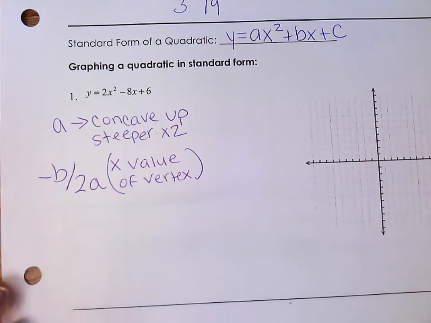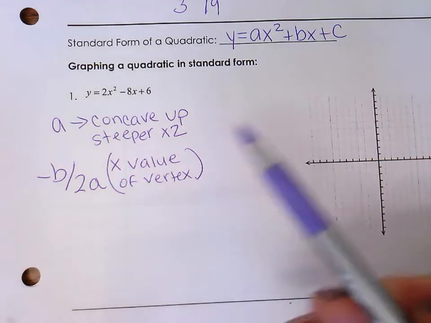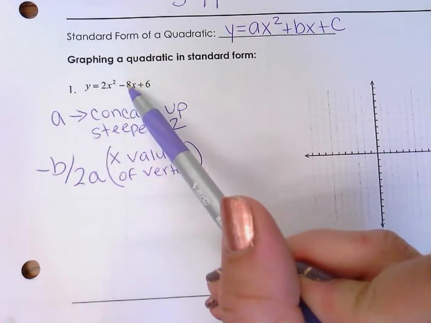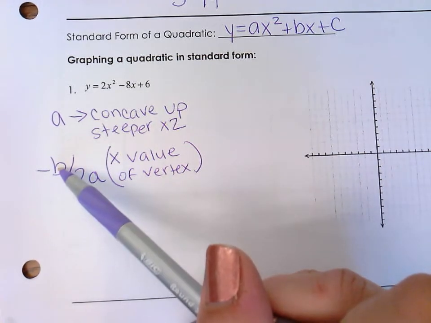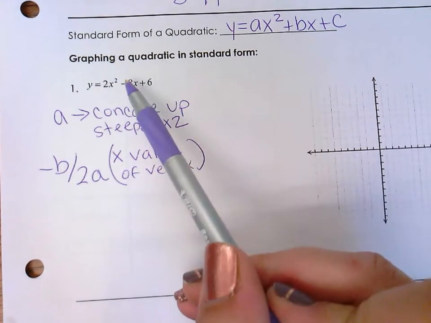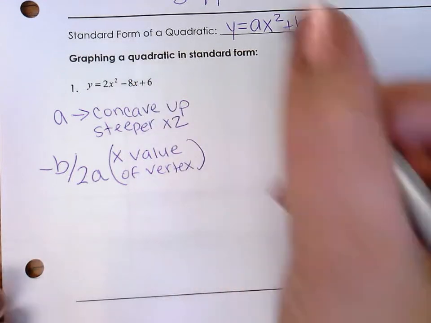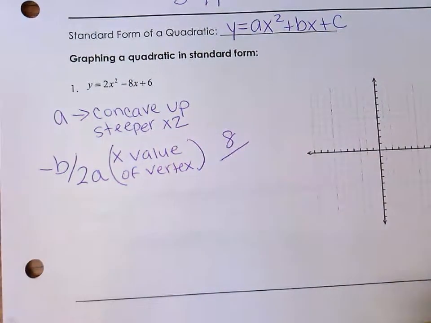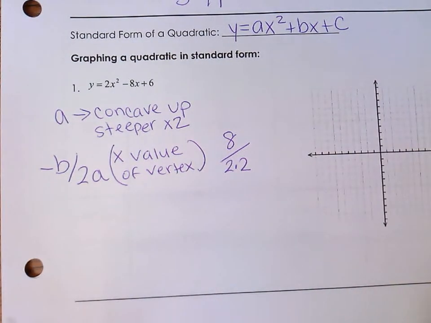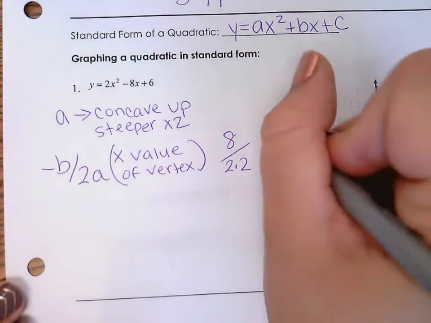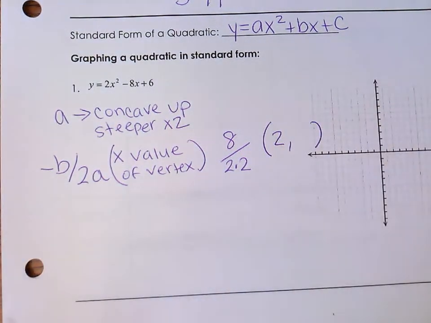So we're going to calculate negative b over 2a for this function. The b value is -8. So if I need the negative b value, it's actually going to be +8 for this equation, because the negative of -8 is +8. And then I'm dividing by 2 times 2 in the denominator. So 8 divided by 4 is an x value of 2 for my vertex.